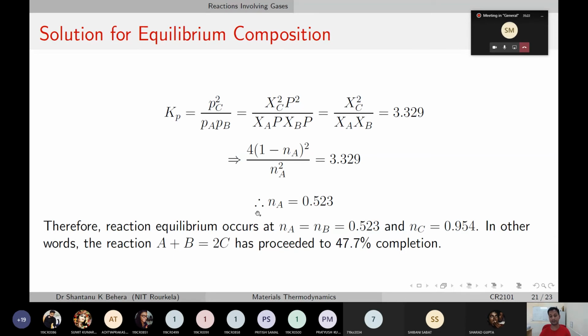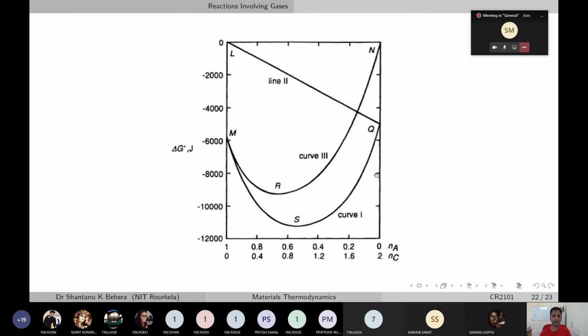And what does it mean? That means the reaction equilibrium happens at Na equal to 0.523 and Nb equal to 0.523. And that would mean Nc is equal to (1 minus 0.523) multiplied by 2. That is 0.954. Or in another way, you could say that A plus B giving 2C has proceeded to 47.7% of the reaction completion, and that's where equilibrium happens. So it's going to be kind of clear here.